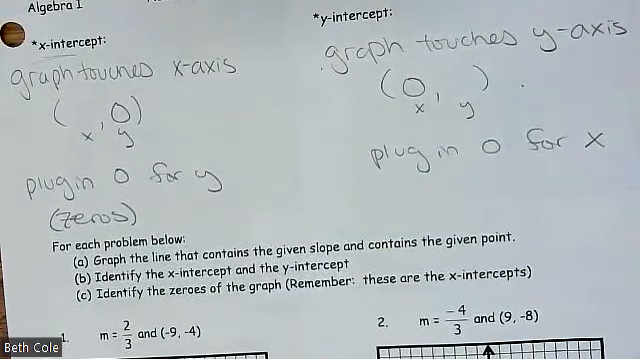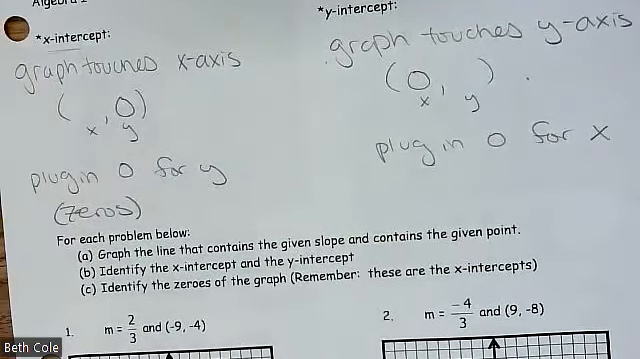Now, we don't have another fancy word for y-intercepts. They're just y-intercepts. That's it. We have all kinds of words for x-intercepts. X-intercepts are called zeros. They're called solutions. They're called roots. We have all these words for them. We don't have any other words for y-intercept. They're just y-intercepts.